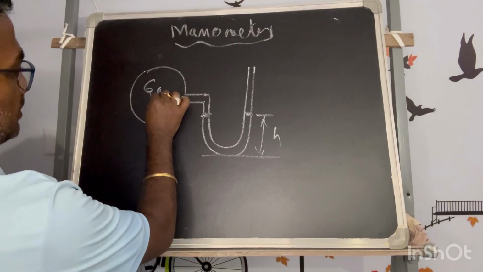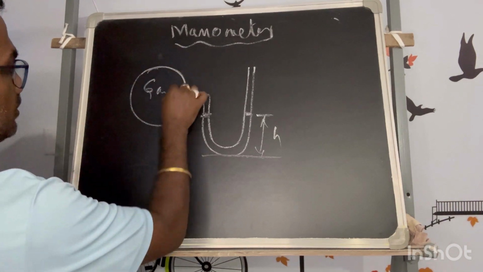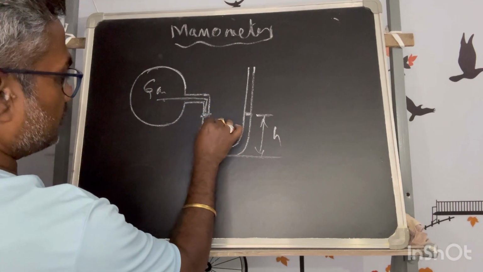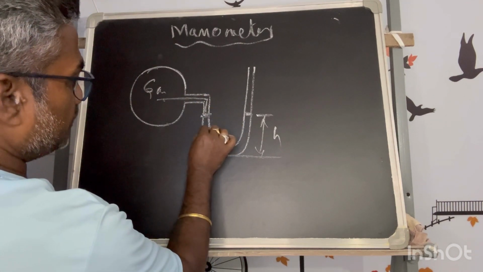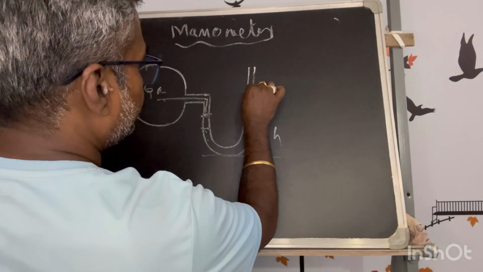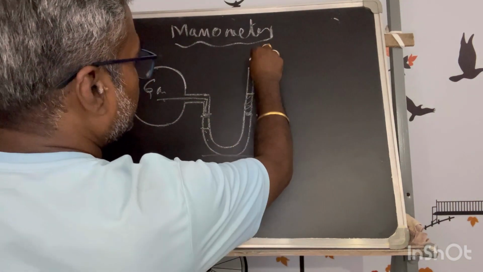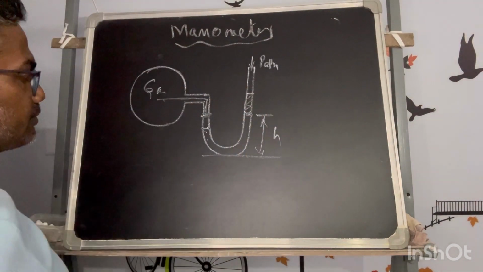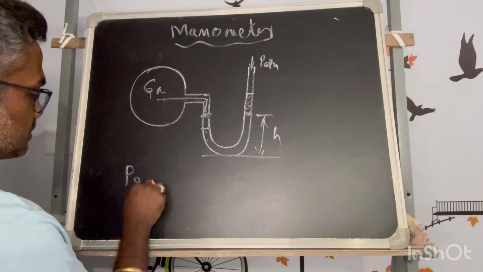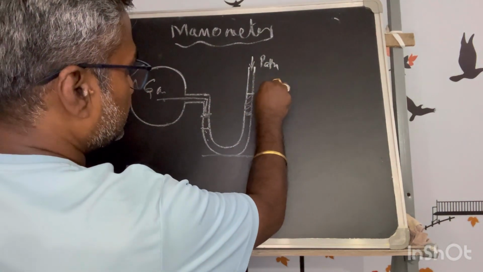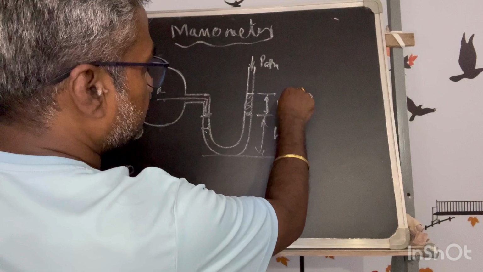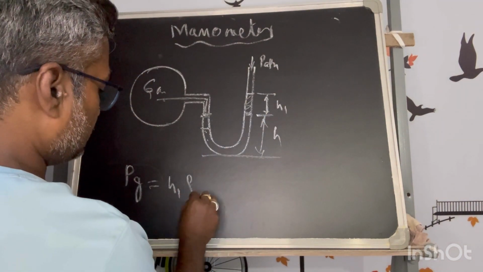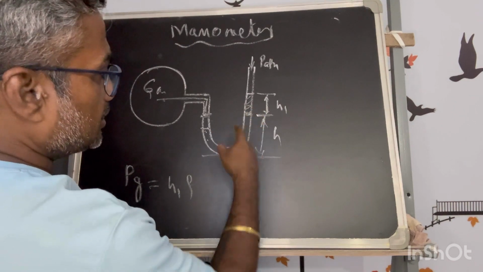Now when this container is filled with gas and connected to this, the gas pressure will exert a pressure and move this fluid column down, and due to that there is a movement here also. If it is open, atmospheric pressure will act on this side, but on this side there is no atmospheric pressure, this is gas pressure. So on the other side, let's say the height raised due to that is H1, and rho is the density of mercury, or whatever liquid we take.